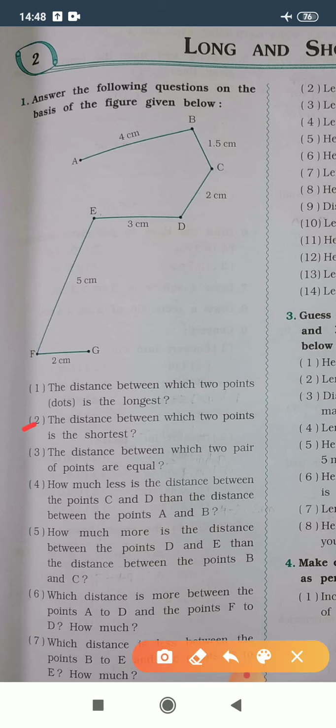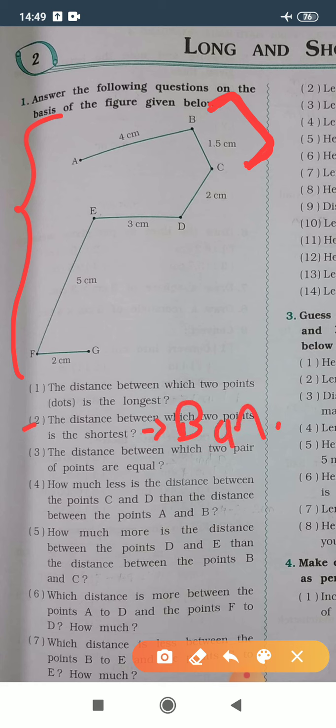Let's see question number 2. The distance between which two points is the shortest? That means the least distance is between which two points. So after observing this figure we find that point B and C, this gap is the smallest from these other points. So the second answer is point B and C.